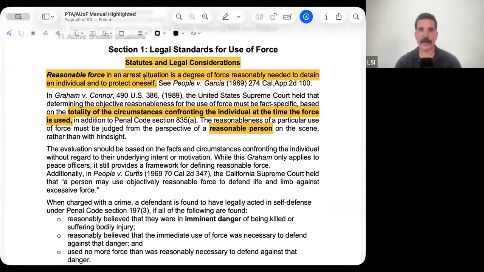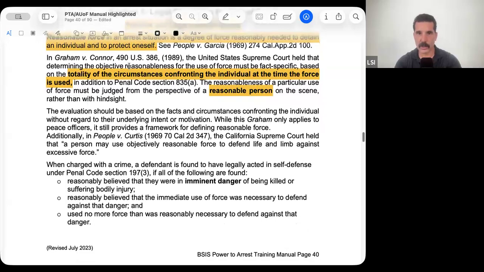Reasonable force in an arrest situation is a degree of force reasonably needed to detain an individual and to protect oneself. You're going to highlight that definition. And that comes from People v. Garcia, 1969.